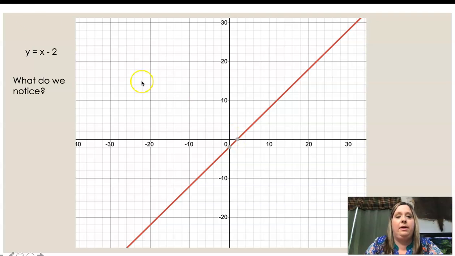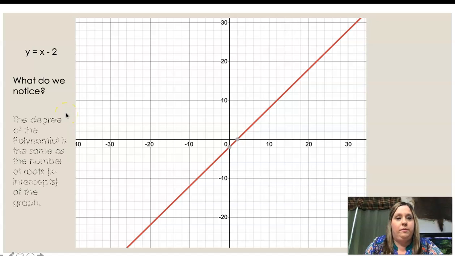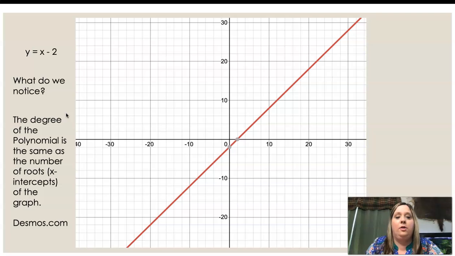And what do we notice about that? Well, what we notice is that the exponent here would be a 1 technically. We just don't put it there. But it would be a 1. So the degree of the polynomial is the same as the number of roots. Also, I use Desmos.com to graph this, and it's a really good resource when you're doing things virtually or online if you want to show your graphs.